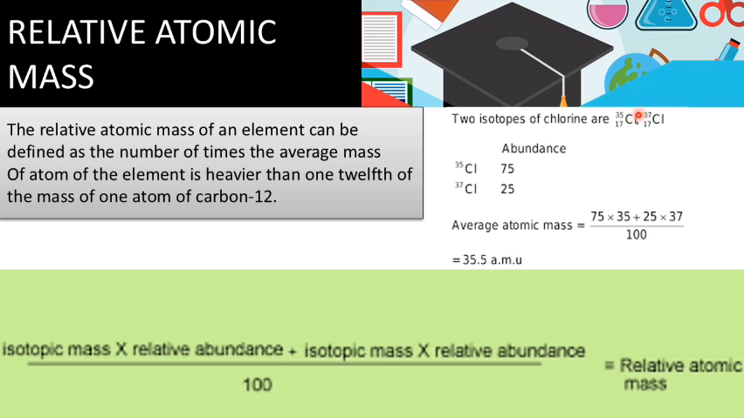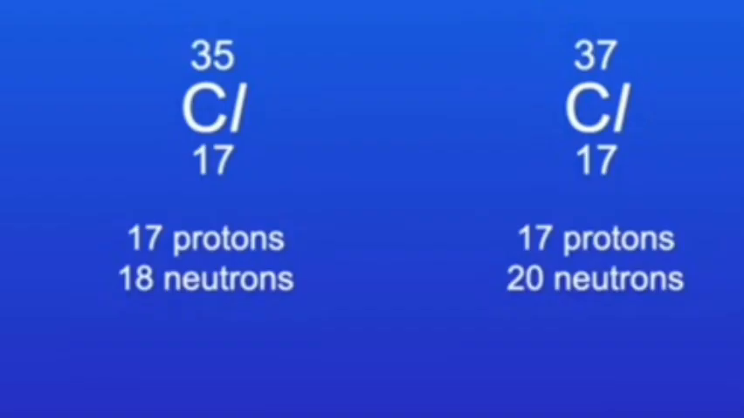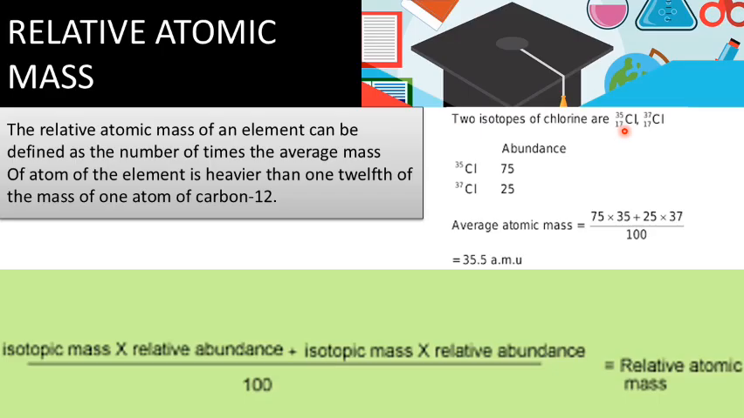Please do remember that the atomic mass is made up of protons and neutrons, but the atomic number is only made up of the number of protons. So since we know that atomic mass is made up of the number of protons and the number of neutrons, if we have a different number of neutrons, that's what gives rise to the difference in the atomic masses.